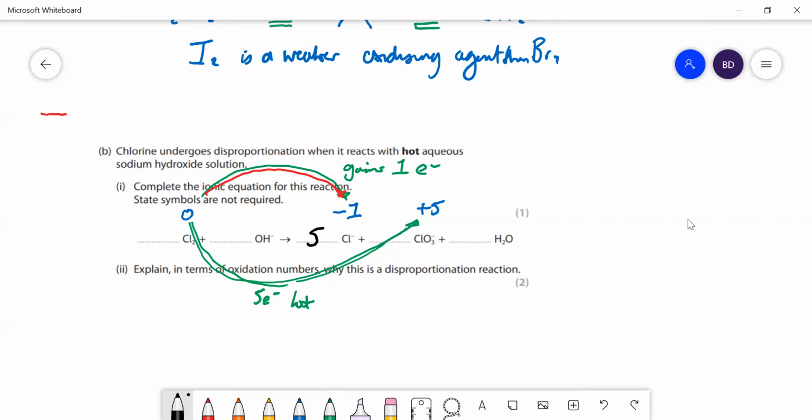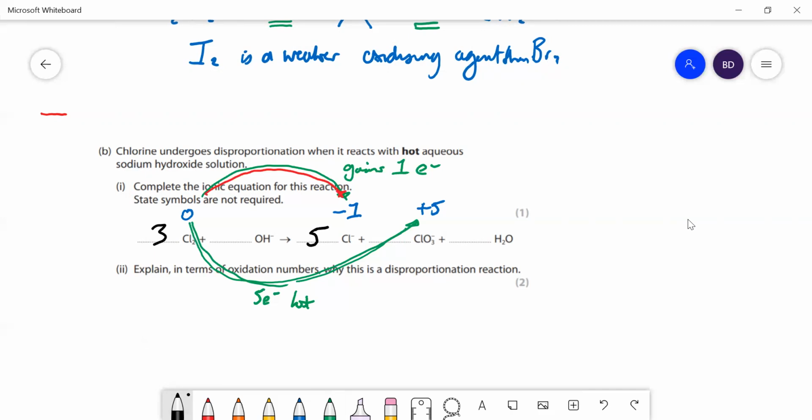So we do 5 chloride ions for every 1 chlorate. So there's a 1 in front of the chlorate. That means we need to put a 3 there because we need 6 chlorine atoms altogether. Now we just need to think about the balancing for the waters.